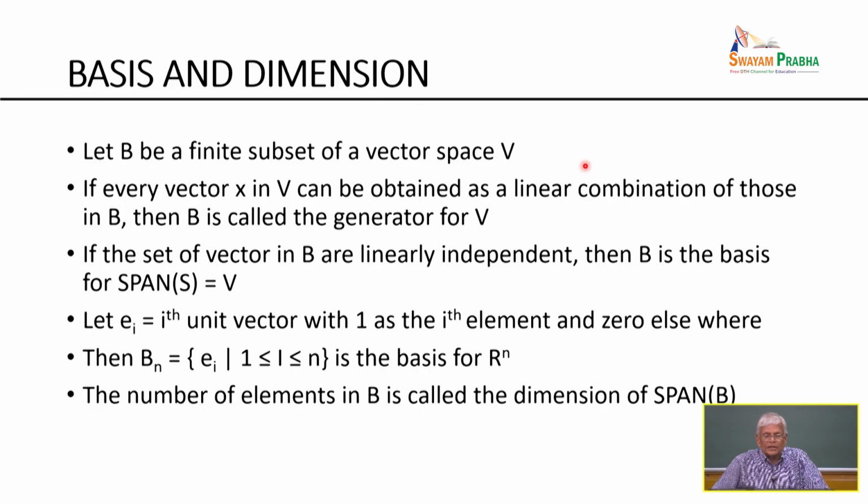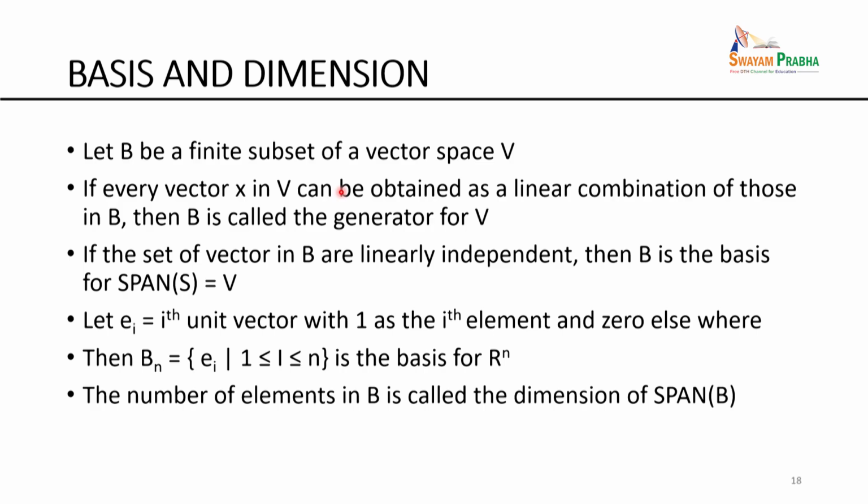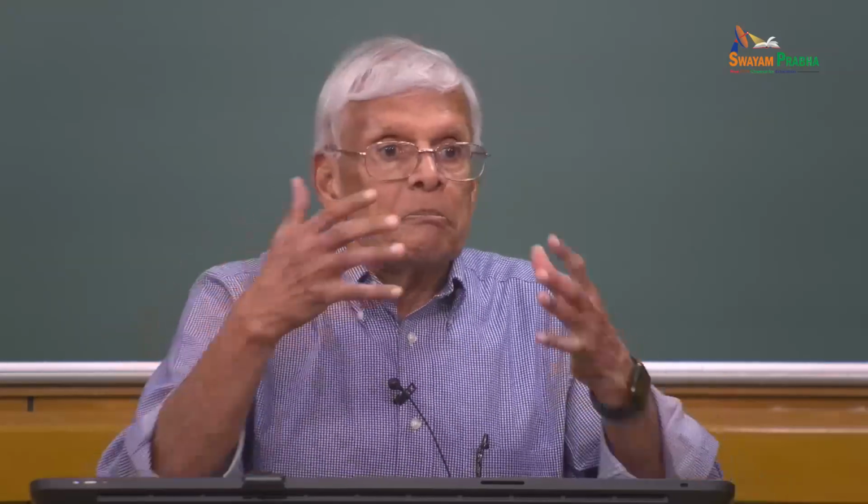If B is a finite subset of a vector space, that means I have a vector space. Vector spaces are infinite in nature. Are you with me? Vector spaces are infinite in nature. B is a finite subset of vectors from that infinite set. If every vector x in V can be obtained as a linear combination of the vectors in B, then B is said to generate V.